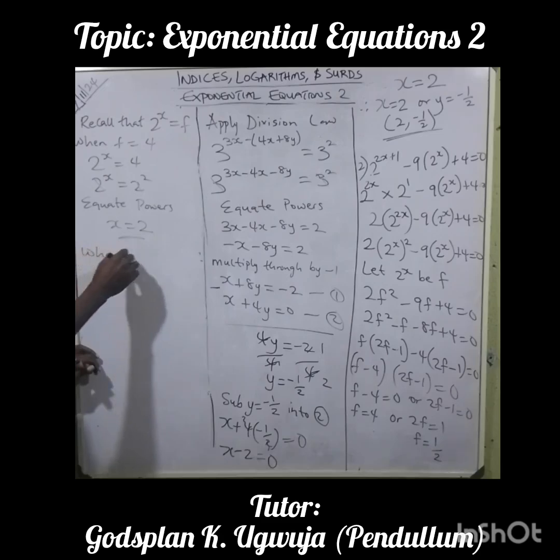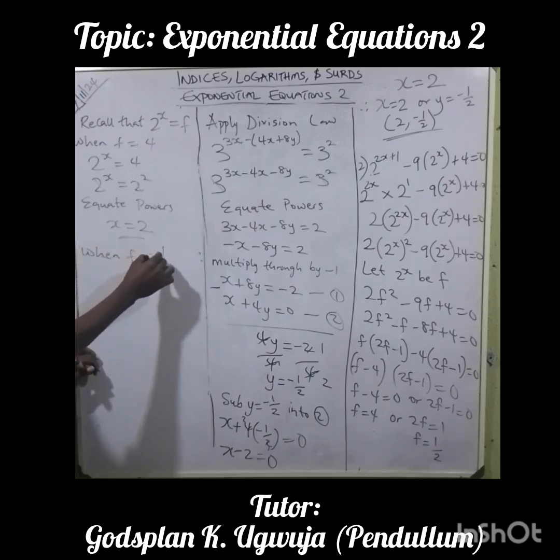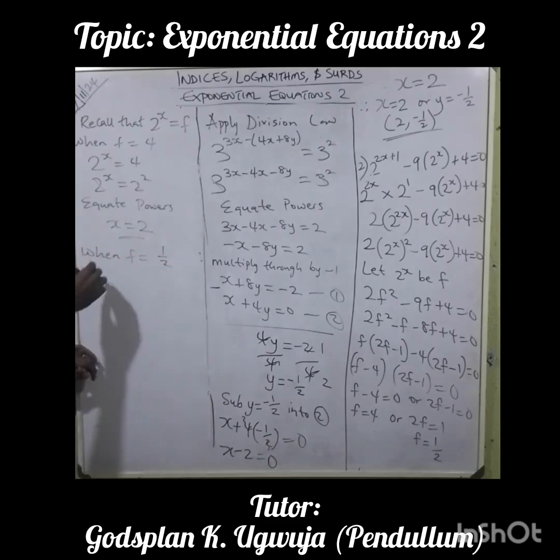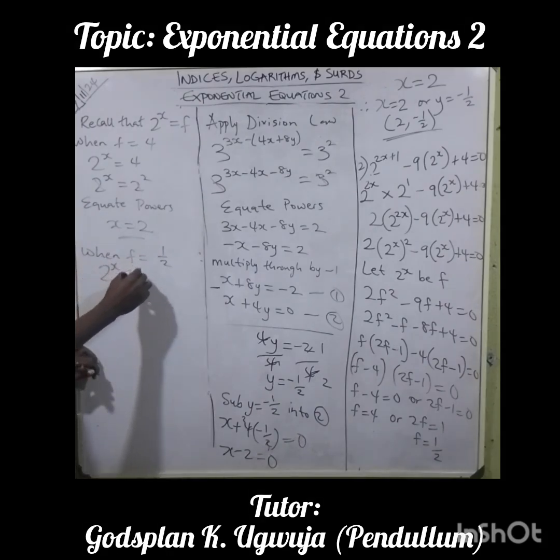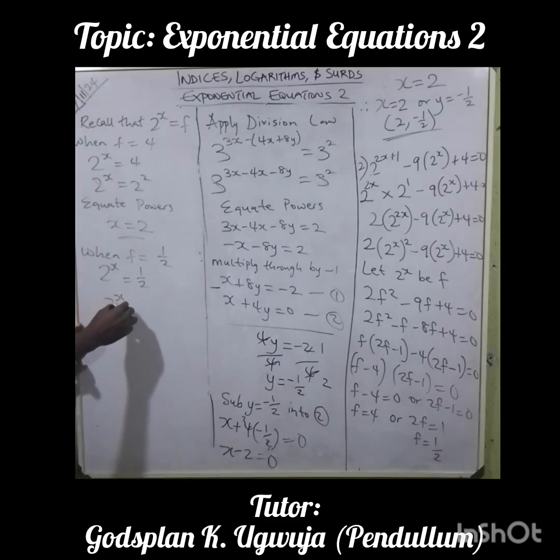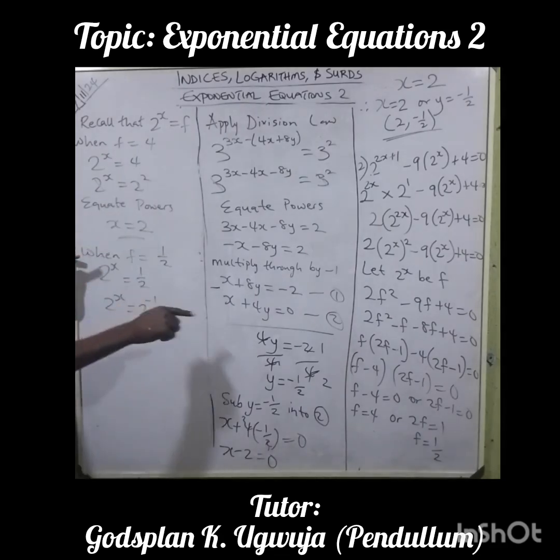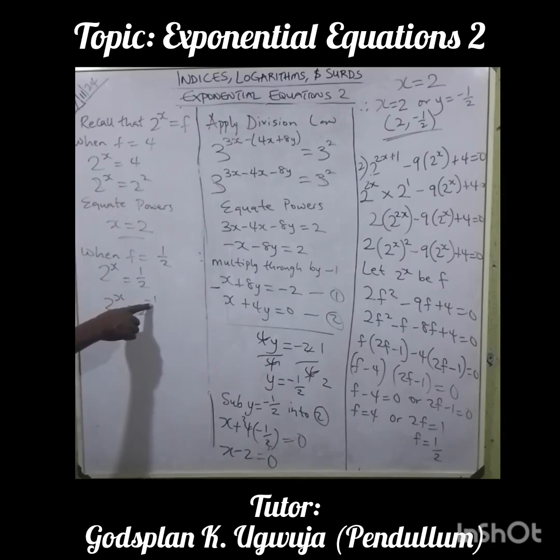Secondly, when f is equal to 1 over 2, we're going to have that 2 raised to the power x is equal to 1 over 2. Now, remember that 1 over 2 is the same thing as 2 raised to the power minus 1. Alright? Negative inverse. I told you that minus means 1 over. So this now is minus means 1 over, then 2 raised to the power 1, which is still 2.